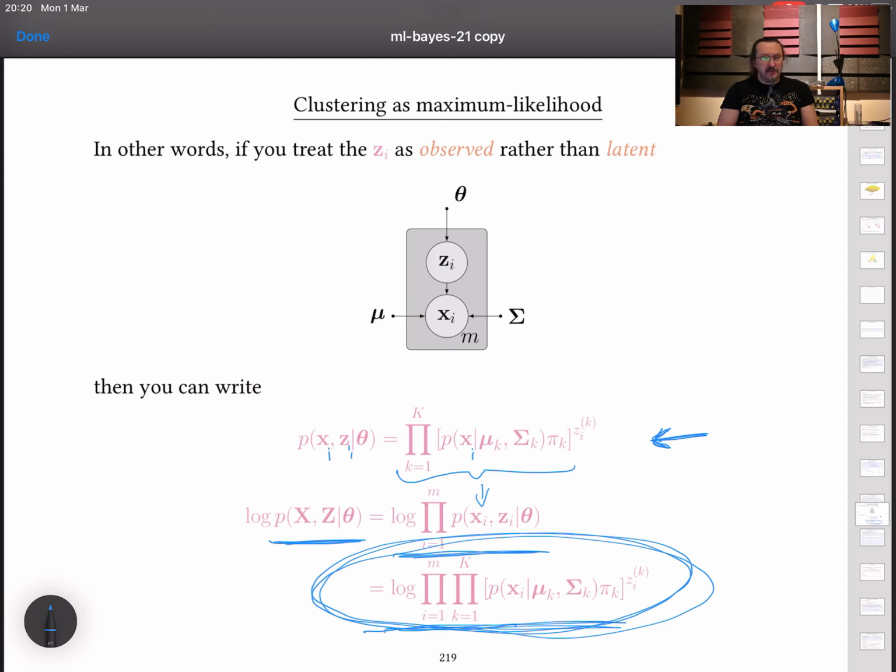Okay, so we still need to make some kind of final connection between this likelihood for when the z's are observable and the actual likelihood that we're interested in. We haven't quite got to that bit yet.